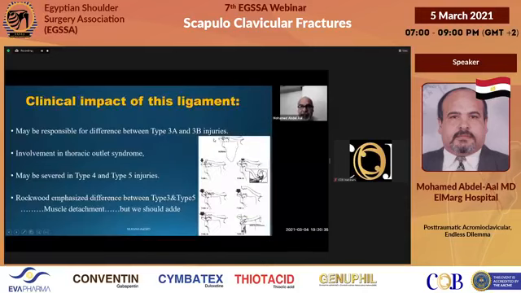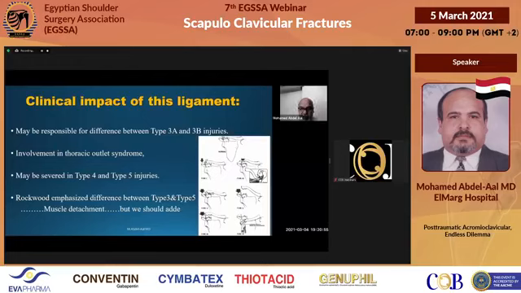And this may explain how much it is concerned with the stability of the acromioclavicular joint. Also, it may be notable for the difference between type 3A, as we will mention later on, and type 3B injuries. And it is involved in thoracic outlet syndrome and may be severed in type 4 and type 5.